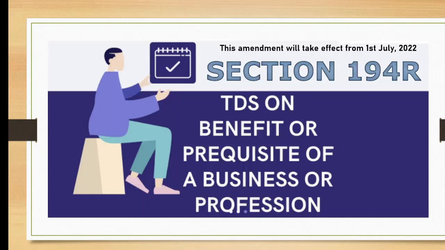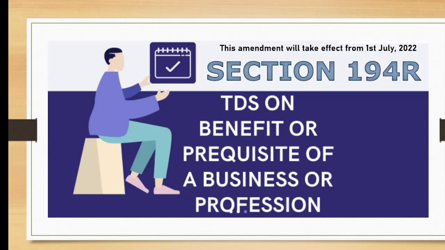So as per this financial year 2022-23, three amendments will be there. That is, three sections have been inserted. That is section 194R, which is TDS on benefit or perquisite of a business or a profession, then cryptocurrency 194S, and 206AB that we discussed.